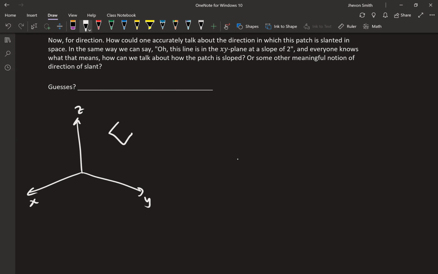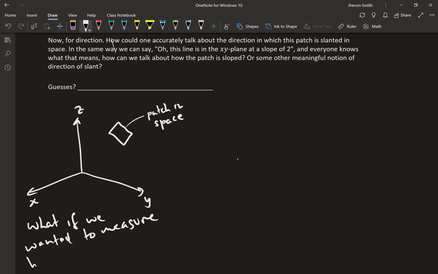And I have a little patch right here. And I care about actually finding the direction of this patch. So this is a patch in space. What if we wanted to measure how this patch is, let's use the word tilted.